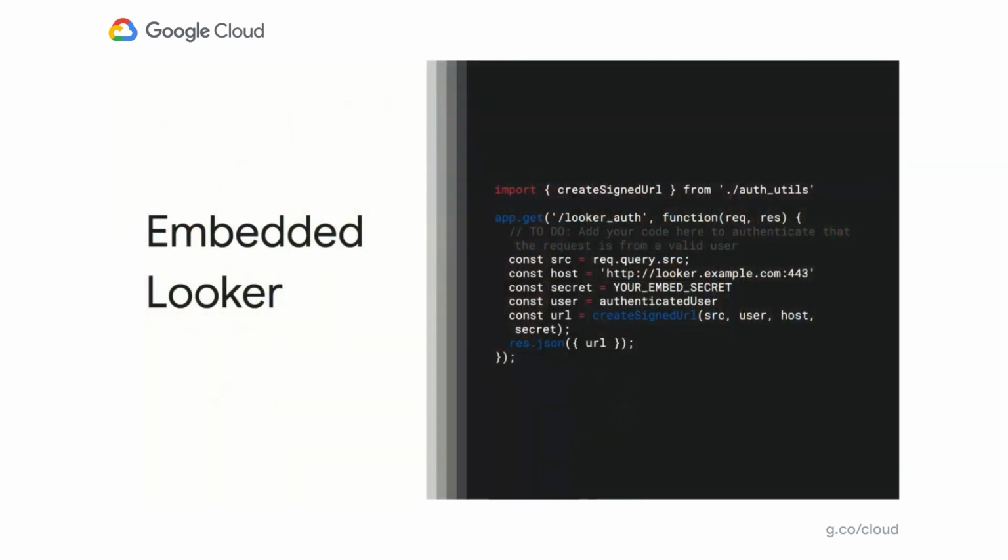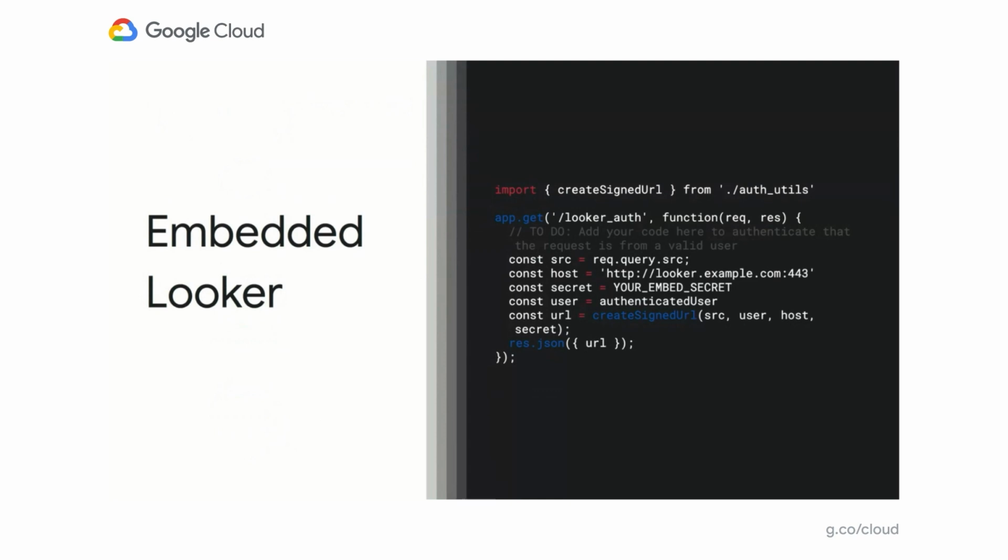So let's dive into the first facet of Looker's platform, the embedded Looker. So here we have some application code. This is on your server application. It's actually one of Looker's SDKs. This is our JavaScript SDK. We provide our SDK in many different languages, such as Java, Python, Go, whatever you would like to use.